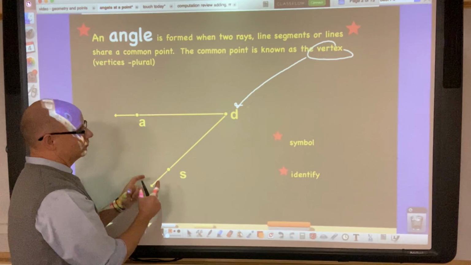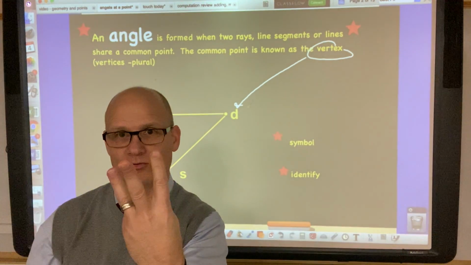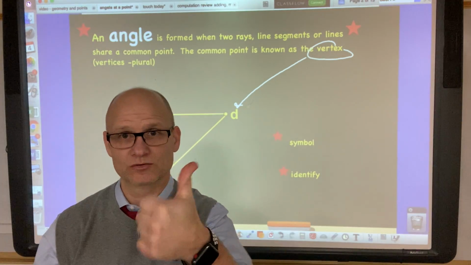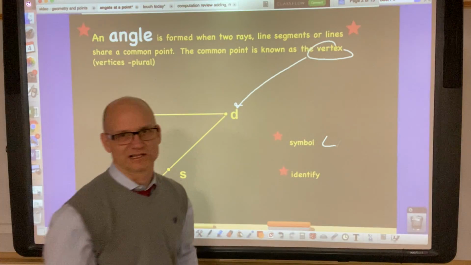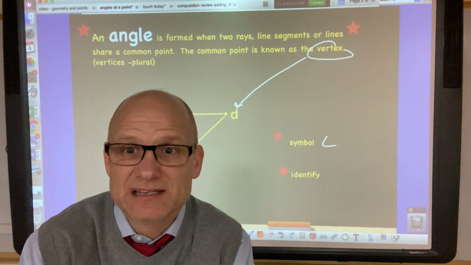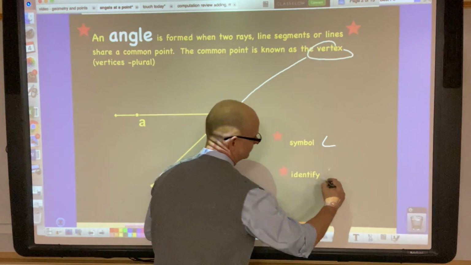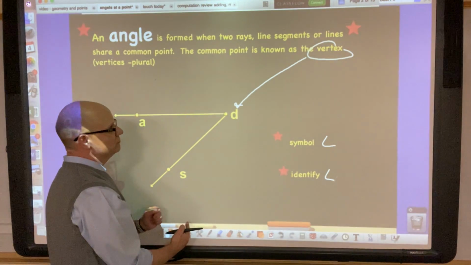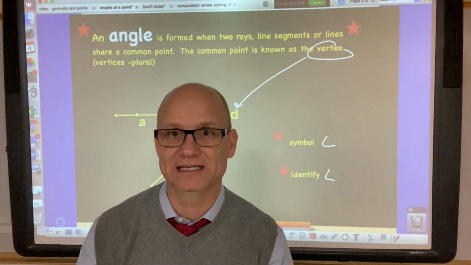When you identify an angle, you always use the symbol and 3 points. The symbol is just a little slant, like an L, like an angle. So that's the symbol for an angle. When you identify an angle, that symbol goes to the left, and then you identify it with 3 points, and the vertex point has to be in the middle.